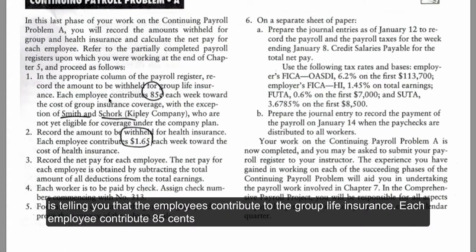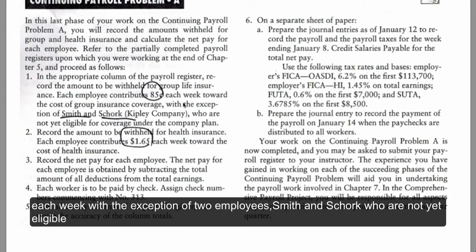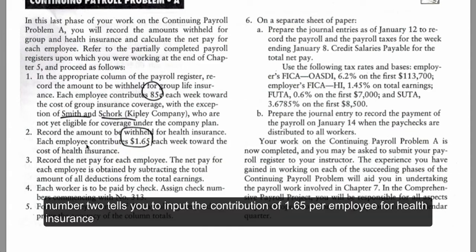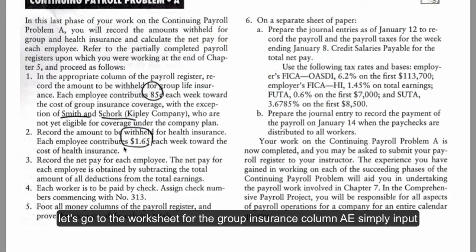Number 1 is telling you that employees contribute to the group life insurance, and each employee contributes 85 cents each week, with the exception of 2 employees, Smith and Shork, who are not yet eligible. Number 2 tells you to input the contribution of $1.65 per employee for health insurance.